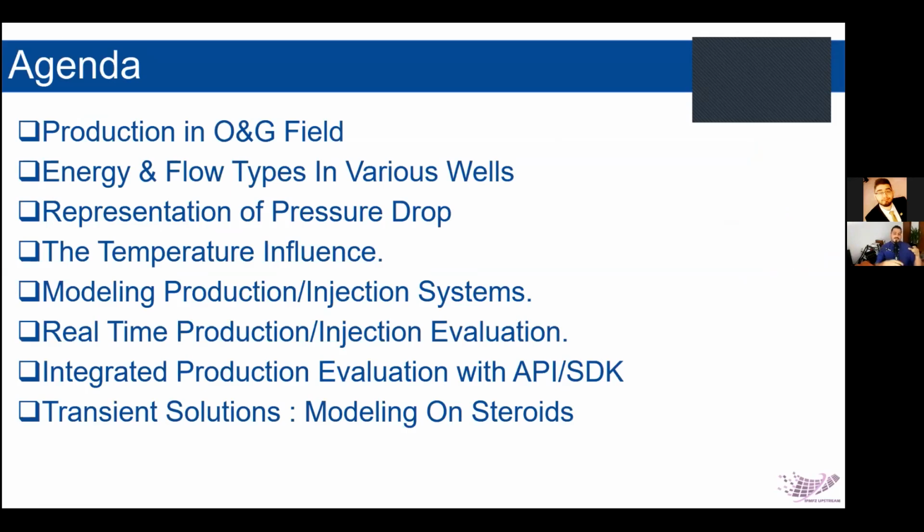And then we'll start to dive into the very meaningful and very current stuff, which is the modeling of production and injection systems. And then we'll take it further and look at real-time production modeling and evaluation. And then we'll talk about another higher level, which comes after the real-time, which is the integrated production using APIs and SDKs. And then finally, we take a look at the beast in the room, which is the transient solution, which is a relatively new thing that has the key to great challenges and great problems in oil and gas production. And we'll start from there.